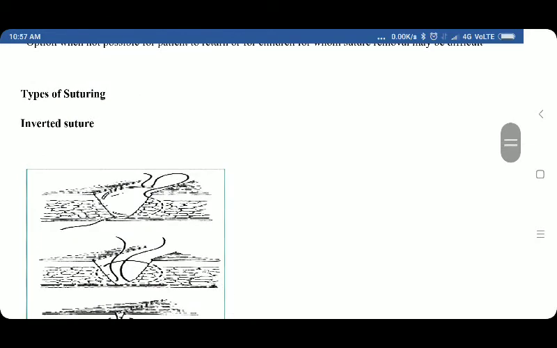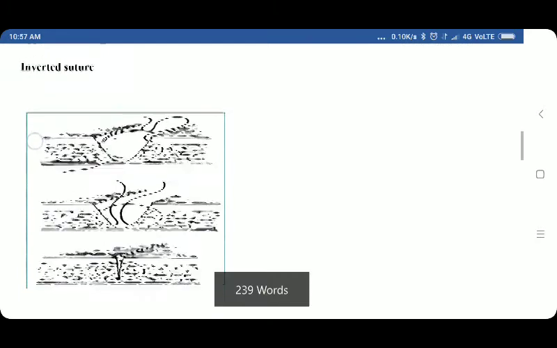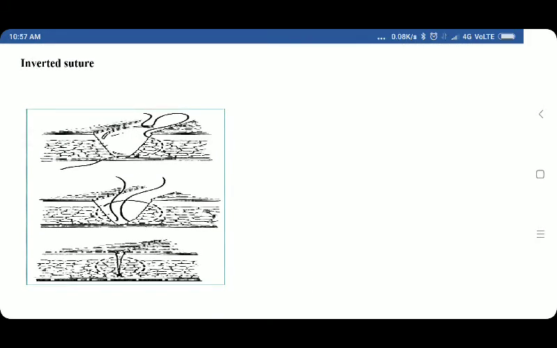Types of suturing. Now let's see the different styles or types of suturing which are used according to the wound or according to the gap of the wound. First is the inverted suture. Students, here we can see the diagram of the inverted suture. I must tell you the use of the inverted suture. Inverted sutures are used generally in gastrointestinal surgery.